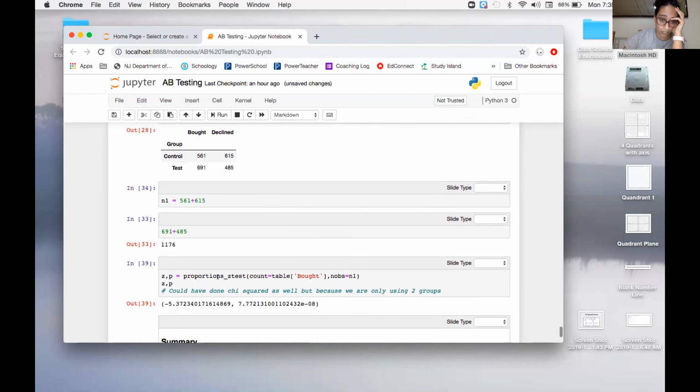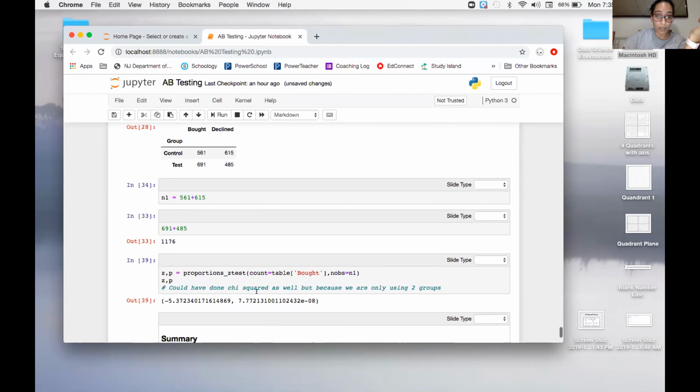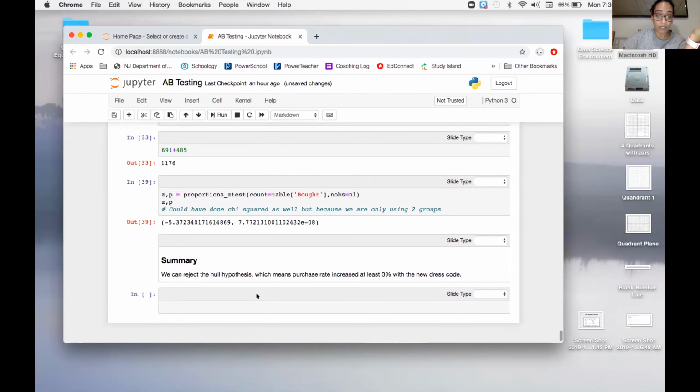So from there, we could use either the chi-squared or the proportion z-test, but because this was only 2 groups, we used the z-test with our sample, and we got a p-value that was less than our alpha, which means we could reject the null hypothesis, which means that the purchase rate increased by at least 3% with the new dress code.